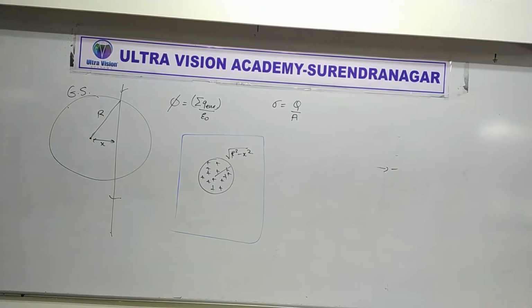Sigma into pi into r square minus x square. Option A, B, C or D? D. Is that clear or not clear? Yes. Okay. Right? So that's all. Okay?